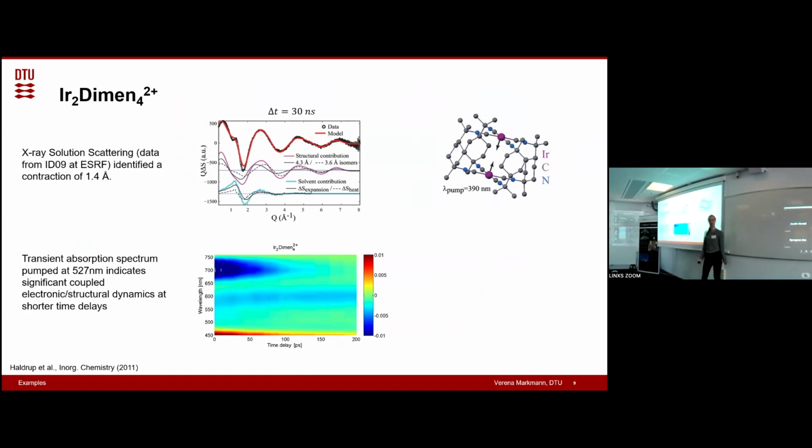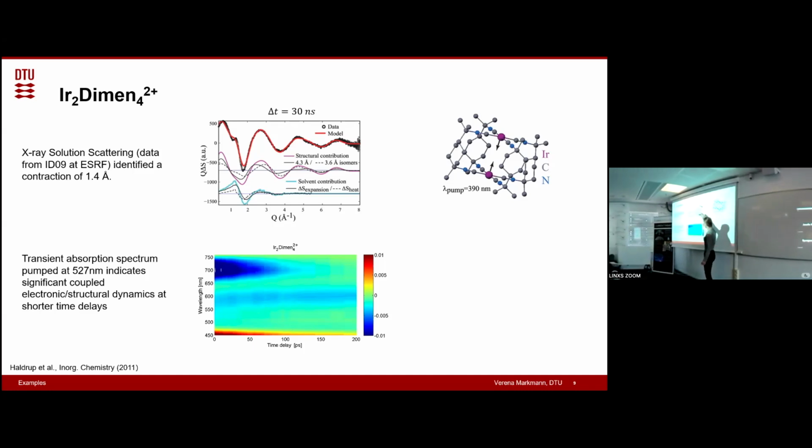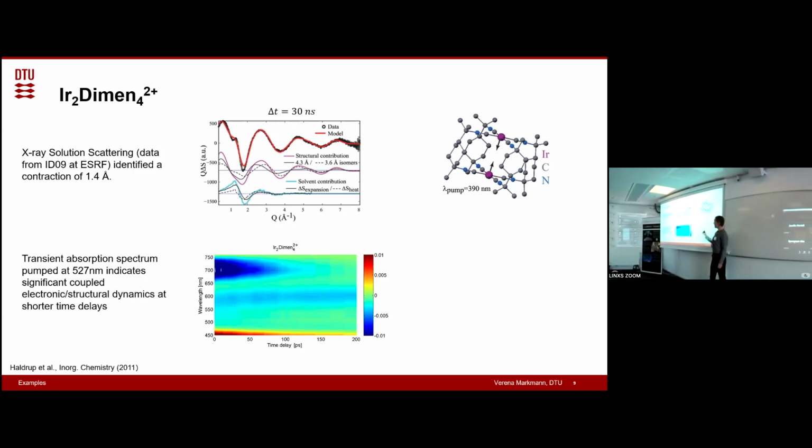We can actually measure that, and the example you see here was measured at the synchrotron in Grenoble at the ESRF, where you see in black the measured data, and below that the different contributions I just showed you before from the solute and the solvent, which we add up in a linear combination model, and then build a model that in this case fits the measured data really well. From the simulations and the comparison, we learned that the contraction of the molecule is on the scale of 1.4 angstrom.